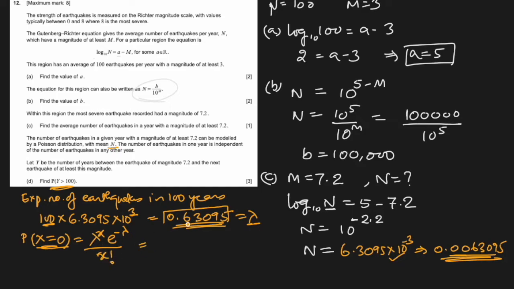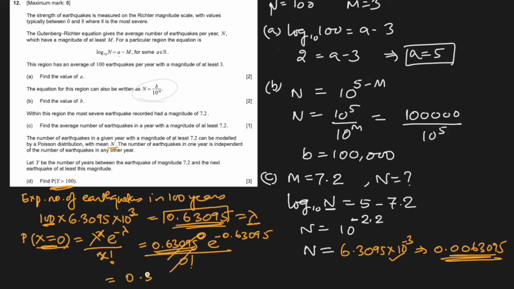So lambda is 0.63095 to the power 0, and e to the power minus 0.63095 over 0 factorial. So 0 factorial is 1, so it's insignificant, and this also is 1. Something to the power 0 is also 1, so gone. Only this is left, e to the power minus 0.63095. Let's put this in our calculator. e to the power minus 0.63095.